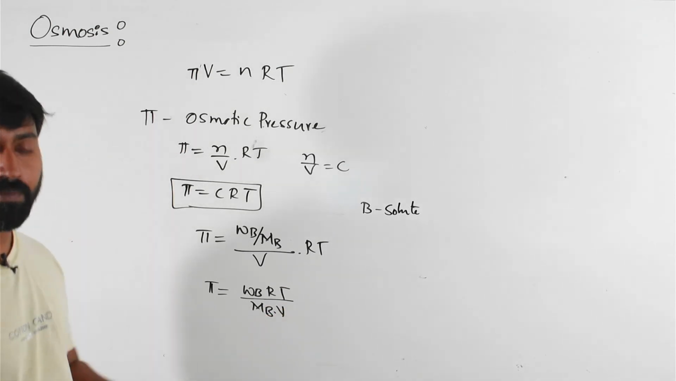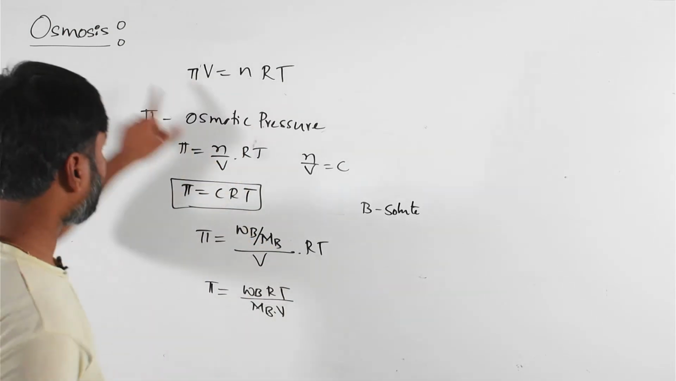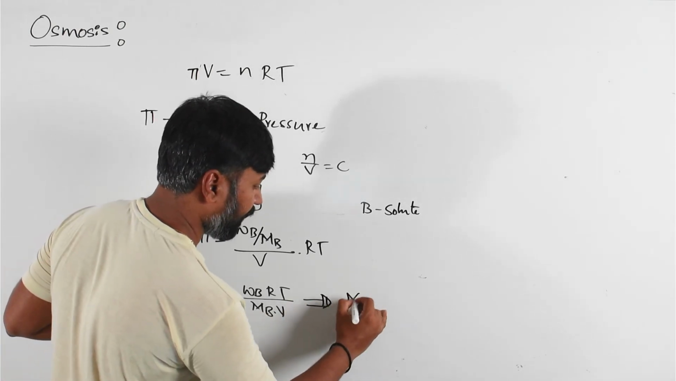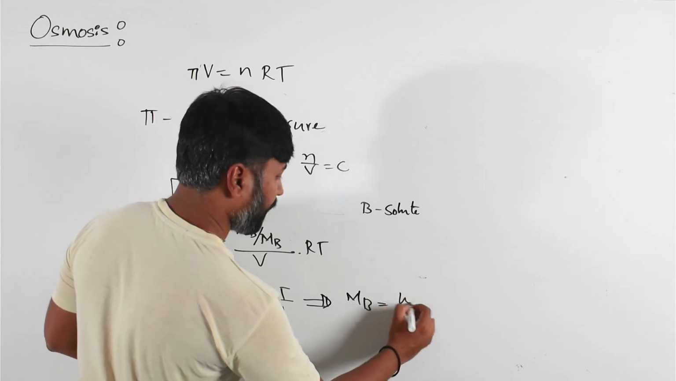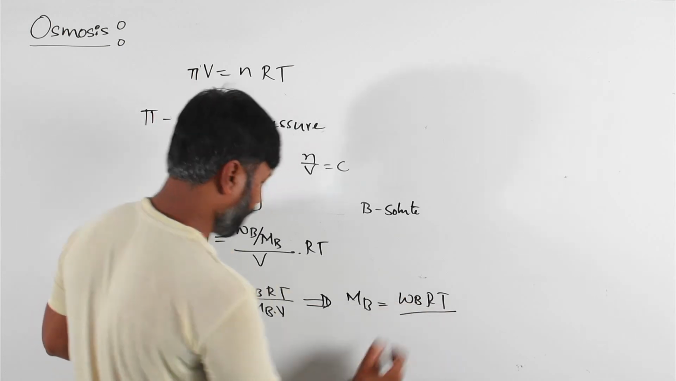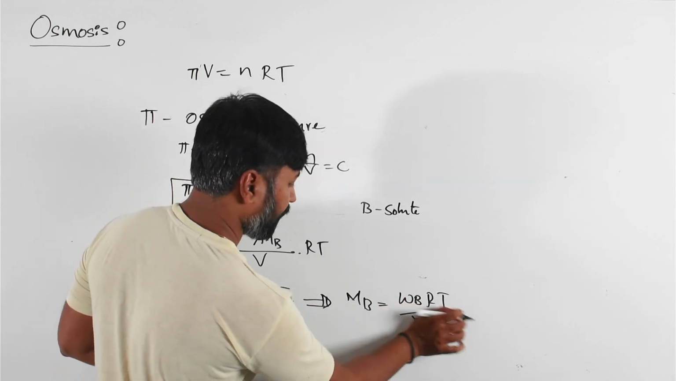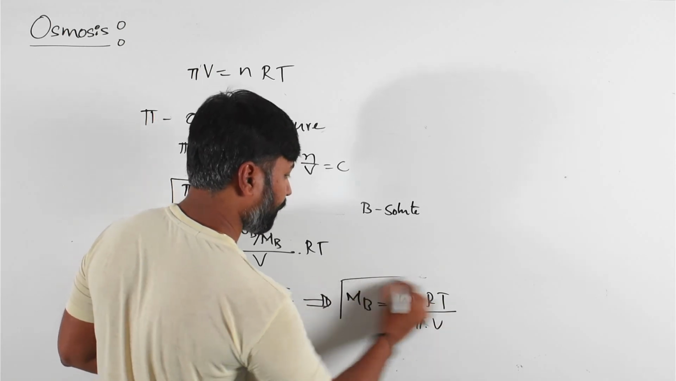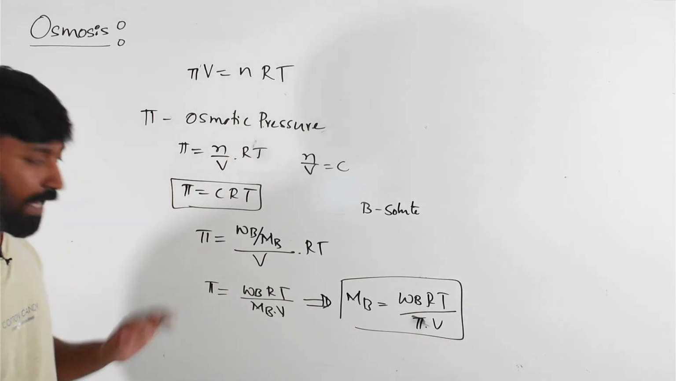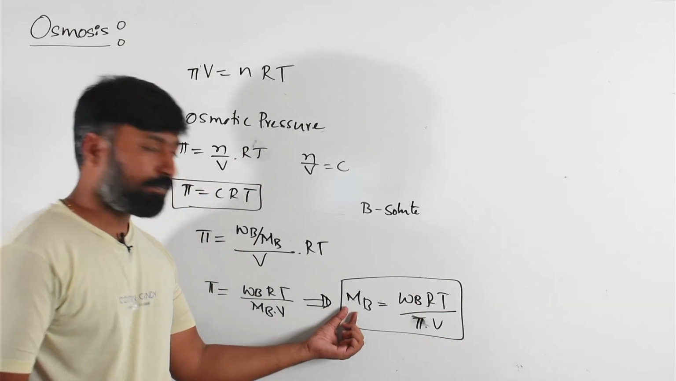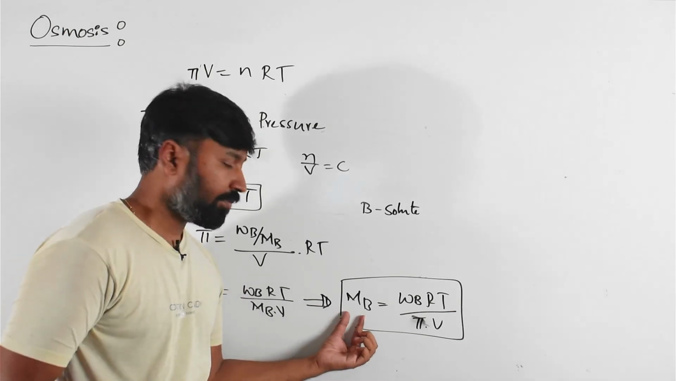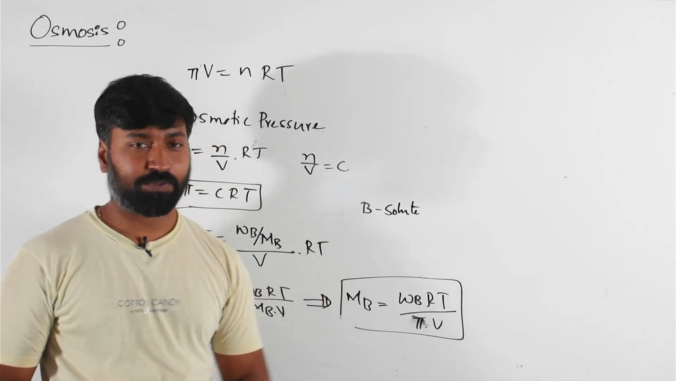Now I want to calculate the molecular mass of the solute using osmotic pressure. If I know the osmotic pressure, this implies something very interesting: MB is equal to WB RT whole divided by pi into V. This is the equation we use for the calculation of the molecular mass of the solute using osmotic pressure, friends. Very interesting it is. We'll see some problems in the next video, students. Thank you for watching this, students.